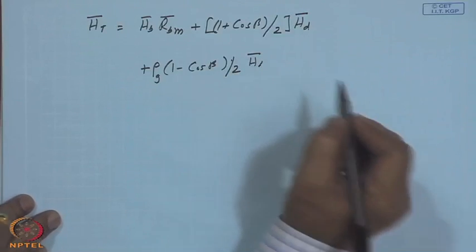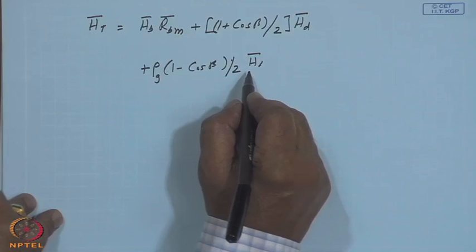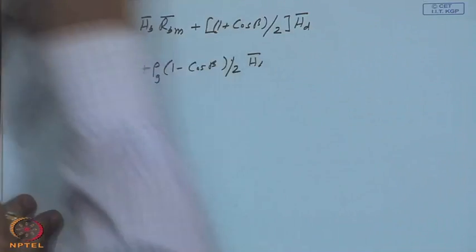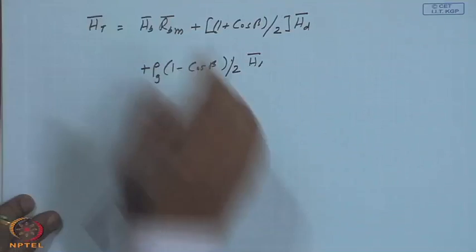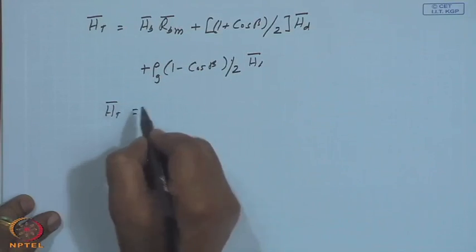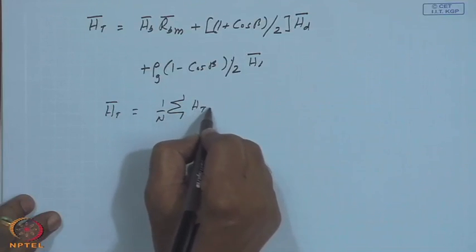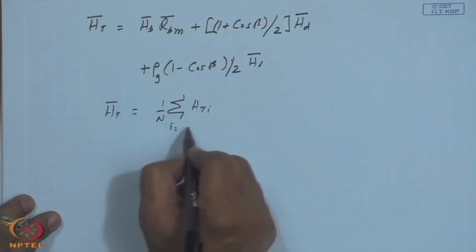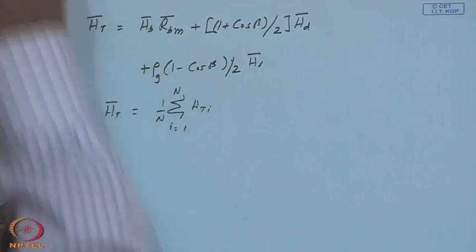Where H bar is the global radiation, or the total radiation over the day. You will find the corresponding averages. For example, H T bar is defined as 1 upon n times the sum of H T i, i equal to 1 to n, where n is the number of days in the month.